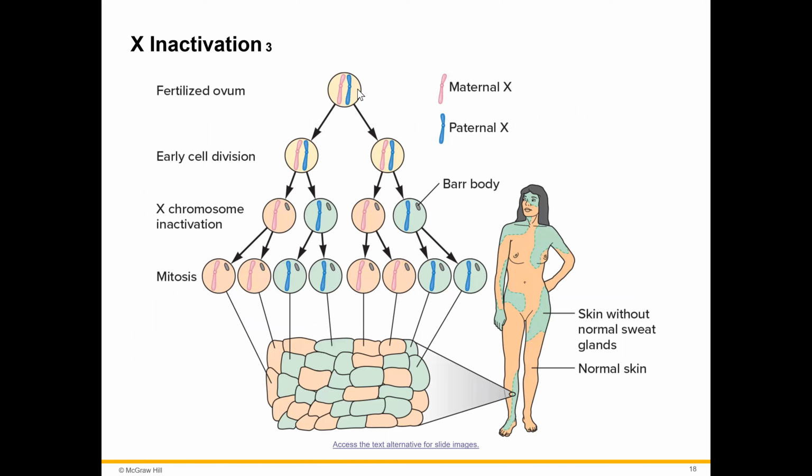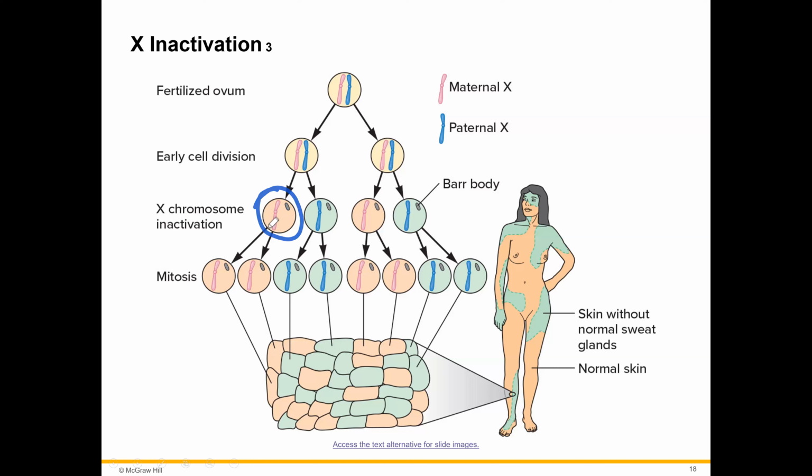Okay. So this is how it looks in the example. Here is the fertilized ovum. That's an egg that was already fertilized by sperm, and it has a maternal X chromosome and a paternal X chromosome. So that's a girl. Then the cells start dividing. Remember, after fertilization, cells divide by mitosis, so we create identical cells. Now, early in division, one X chromosome is inactivated. It can be either maternal or paternal.